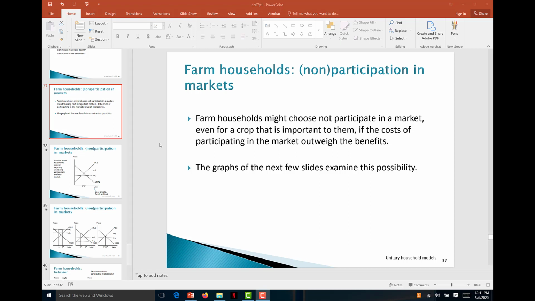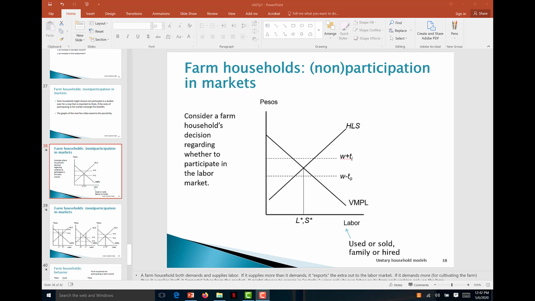So let's take a closer look at the graph to understand this better. Here on this graph, we have labor on the x-axis, so the quantity of labor, and all the prices are on the y-axis. In this example, prices happen to be in pesos, not in US dollars. And we see two curves. On the one hand, we see this downward sloping VMPL curve, which is the value of marginal product of labor. It is essentially the marginal product of labor multiplied by the price of the product.